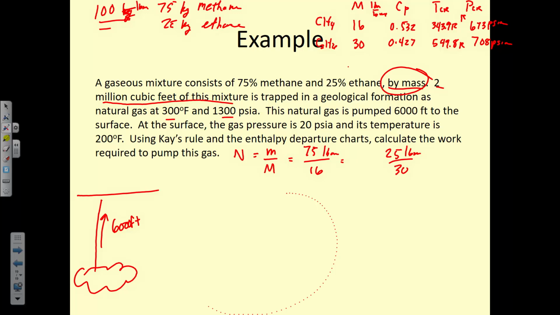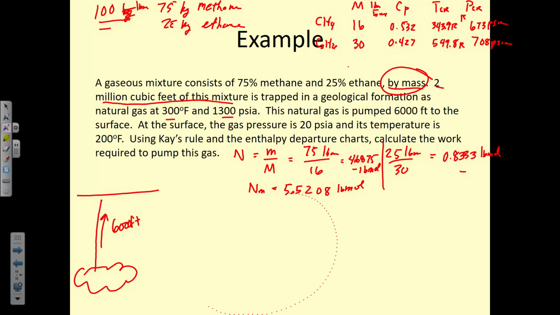So we find our N value for CH4 is 4.6875 pound moles. And this is 0.8333 pound moles. So we can find the total molar mass of the mixture: these two numbers added together, 5.5208 pound moles.